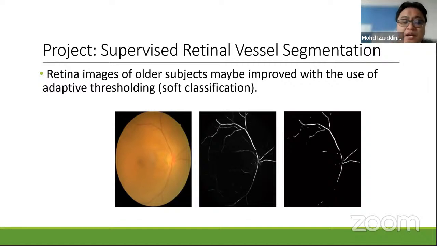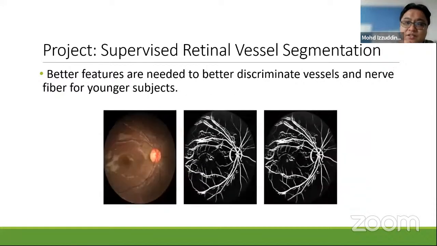There's nothing in between. When we did that, if you see the picture in the middle, at the bottom there, we can still see the vein, I mean the vessel, but it's very light in color. Compared to our previous result, whereby it would be classified as a non-vessel, that is an improvement when we change to soft classification.